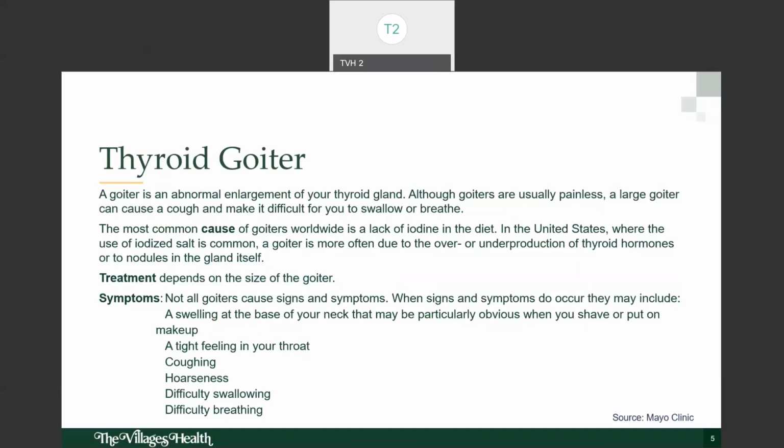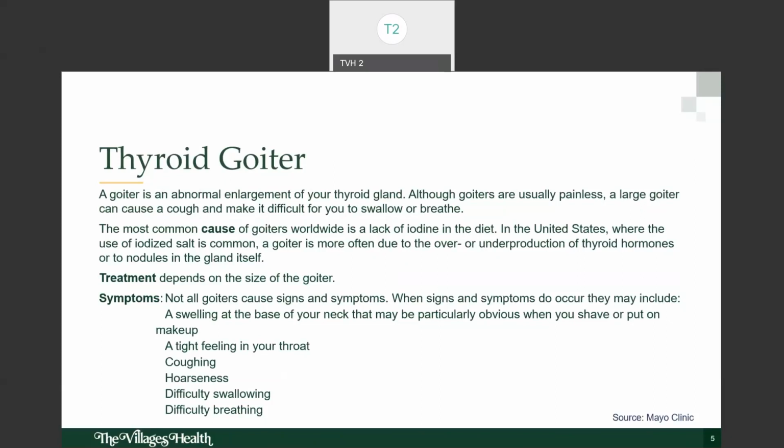The doctor can also physically do an evaluation on the neck, and they can feel the thyroid gland. As the goiter continues to grow in size, that's when the doctor may discuss what treatment options would be best for you. Now, as far as symptoms, not all goiters can cause signs or symptoms.